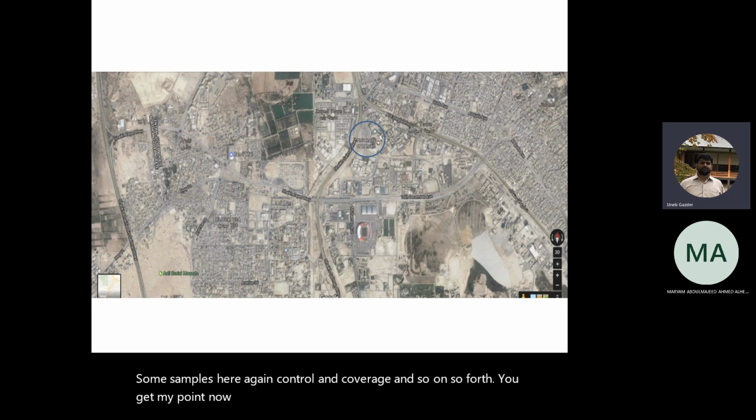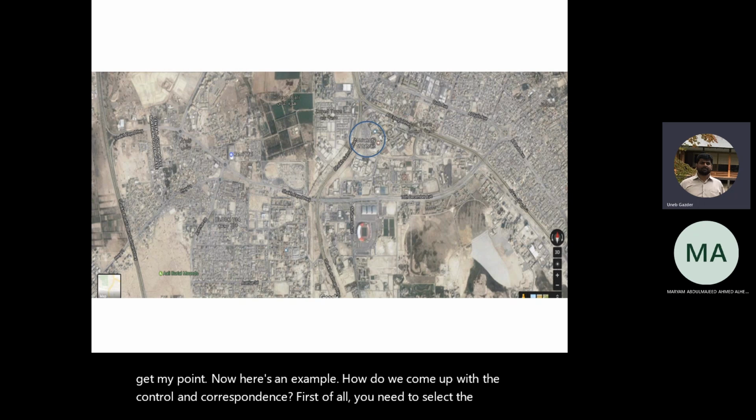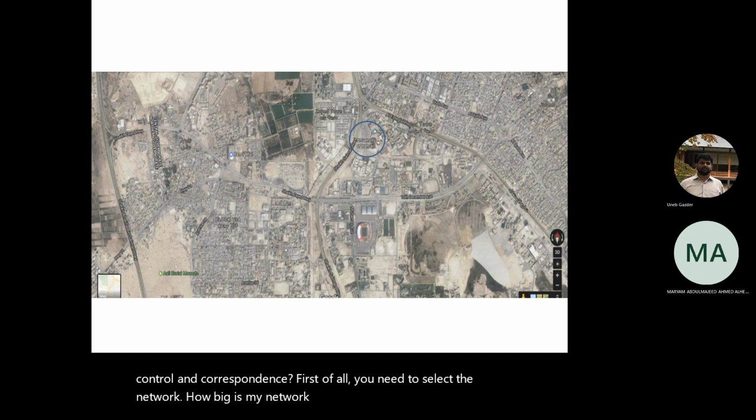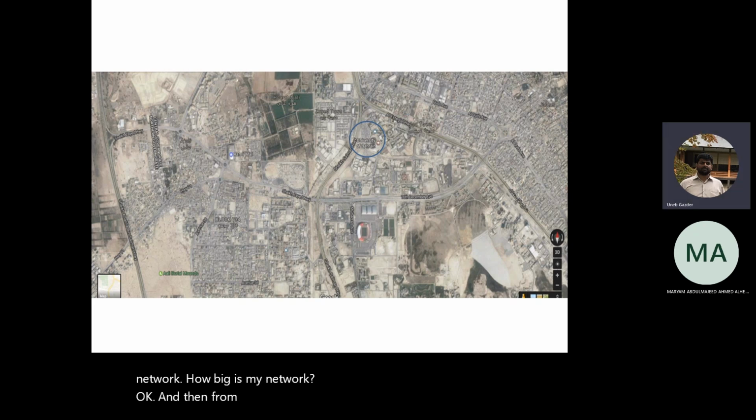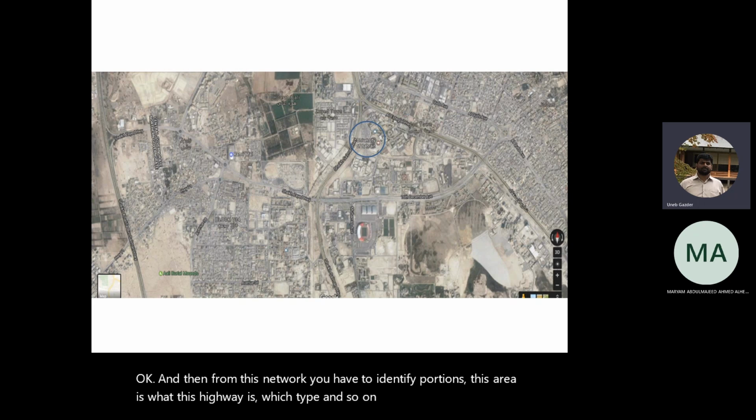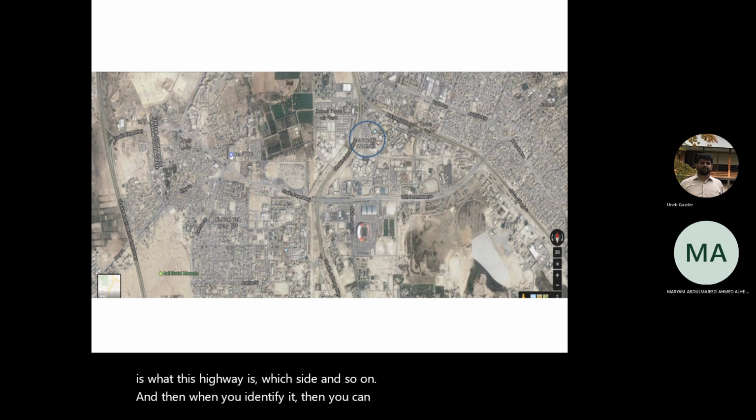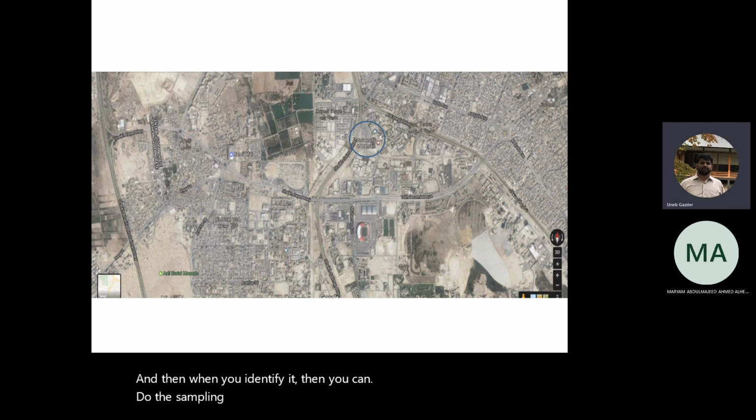Just an example, how do we come up with the control and coverage calculator? First of all, you need to select the network. How big is my network? And then from this network, you have to identify portions. This area is what, this highway is which side, and so on and so forth. Got it? And then when you identify it, then you can do the sampling.